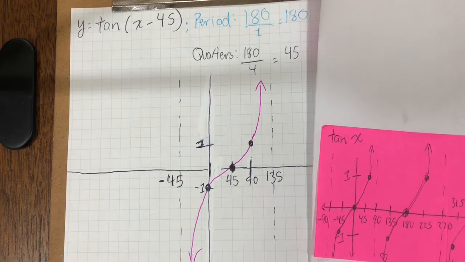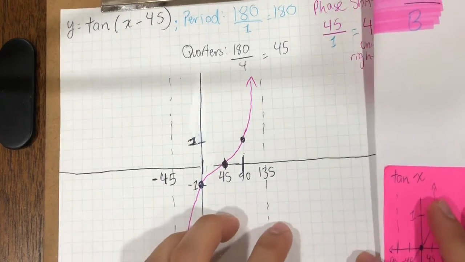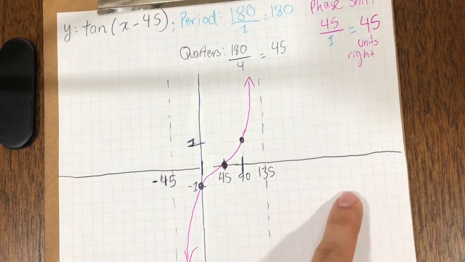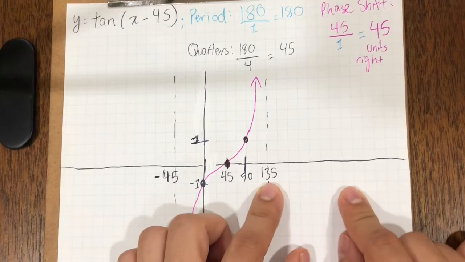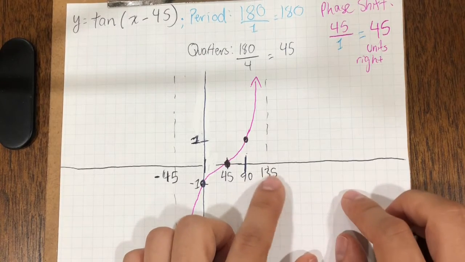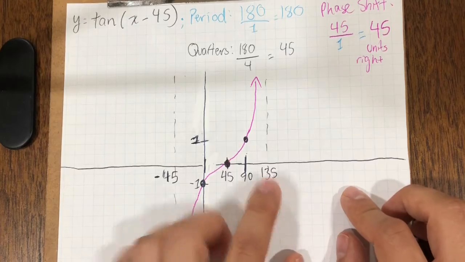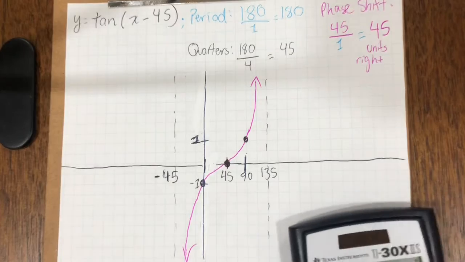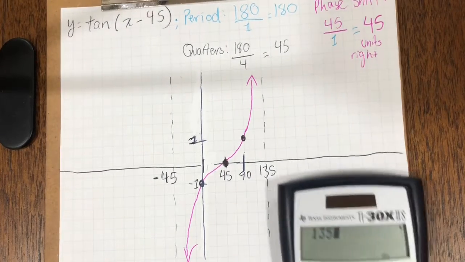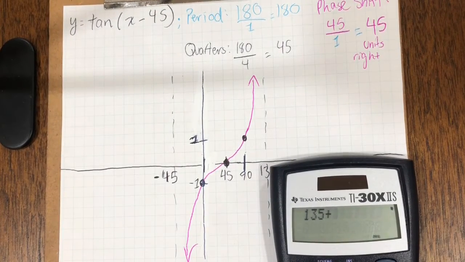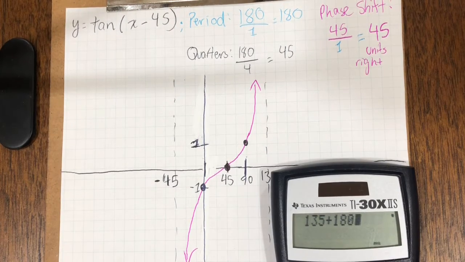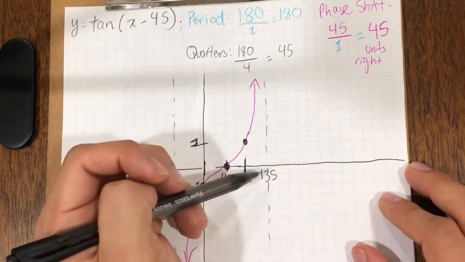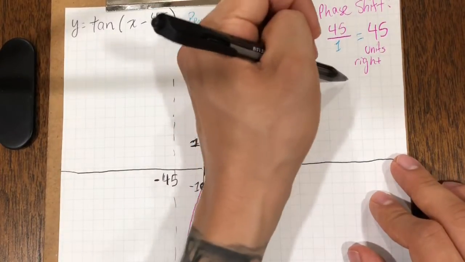Okay, so now we can get the second tangent graph. To figure out the other asymptote, that's in the range of 135 and another value, I'm going to take 135 up here and add it to my period, which is 180, and that gives me 315. So all right, we have our second graph from 135 to 315. So I'm going to put it over here.